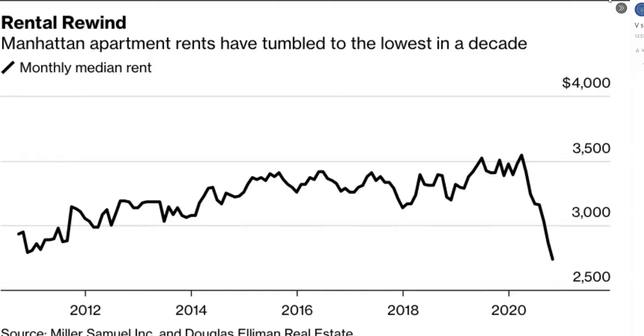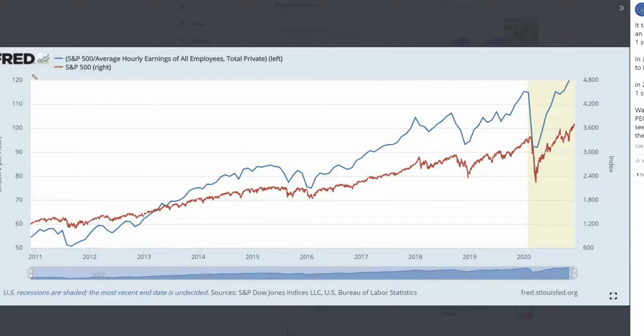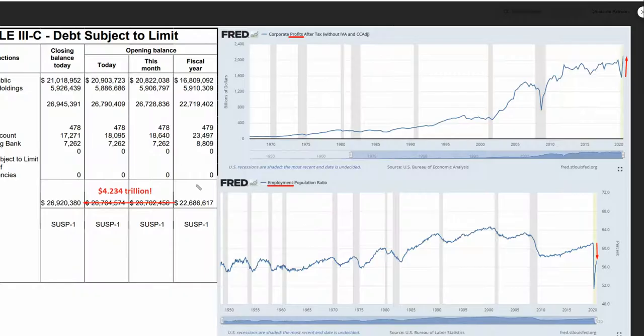In a recession. With stimulus. What are you going to do without it? It now takes 120 hours of work to buy one share of the S&P 500. 120 hours for the average person to buy one share of the S&P 500. So again, we added 4.234 trillion. Corporate profits are at all-time highs, and the employment-population ratio is down to whatever it is, 57.4.